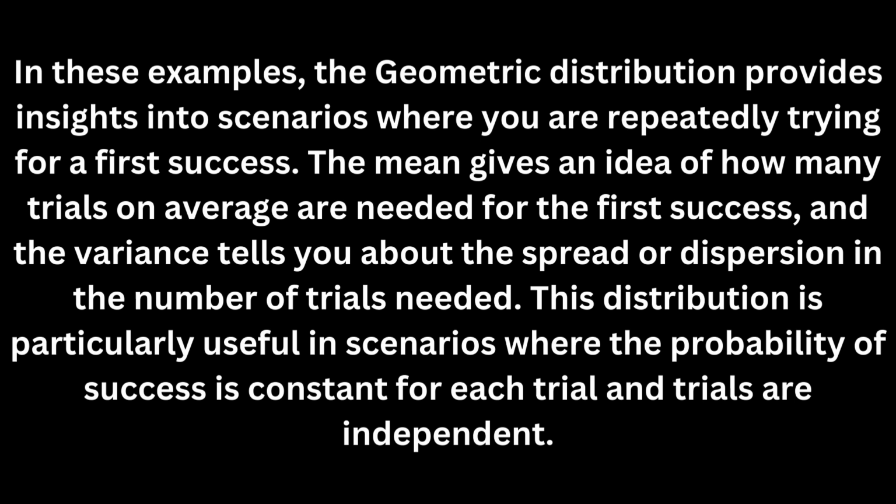In these examples, the geometric distribution provides insight into scenarios where you are repeatedly trying for the first success. The mean gives an idea of how many trials on average are needed for the first success, and variance tells you about the spread or dispersion in the number of trials needed. The distribution is particularly useful in scenarios where probability of success is constant for each trial and trials are independent.